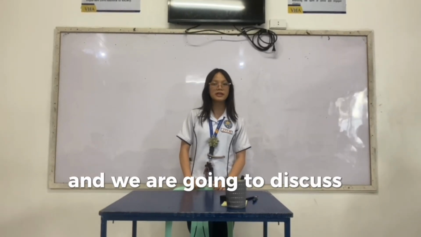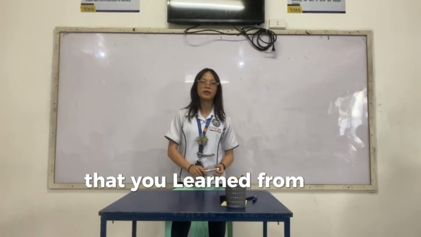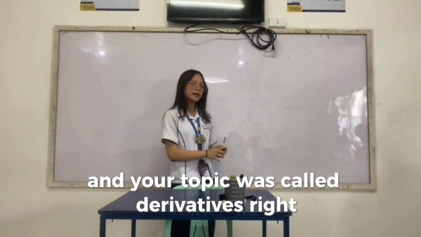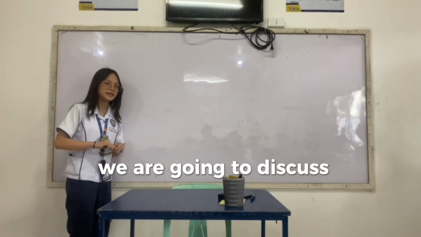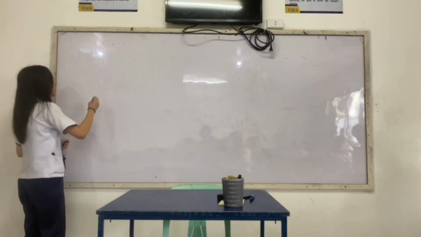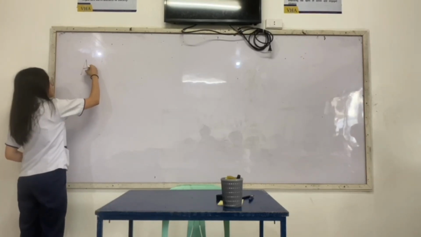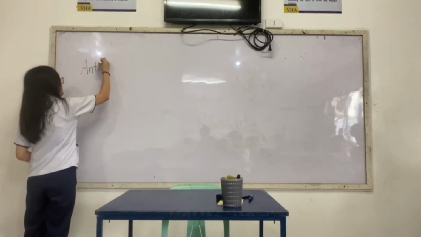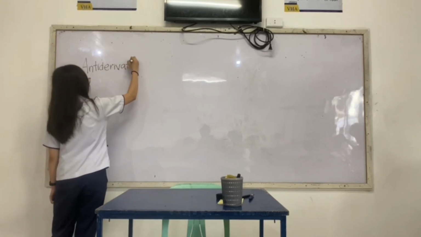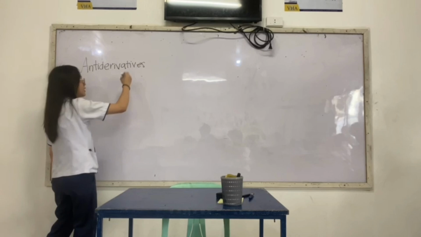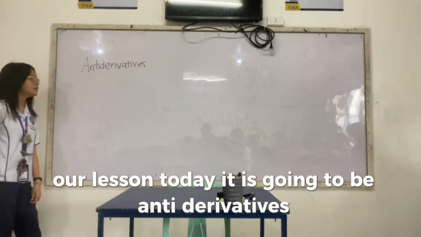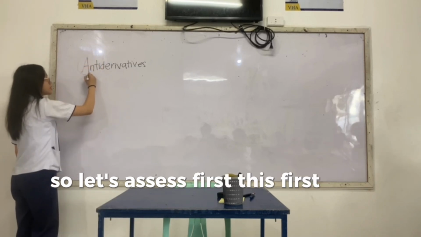And we are going to discuss a topic that you learned from the previous lesson. Your topic was called derivatives, right? And now, we are going to discuss something that is connected to derivatives. For our lesson today, it is going to be anti-derivatives. So let's assess first this first word.